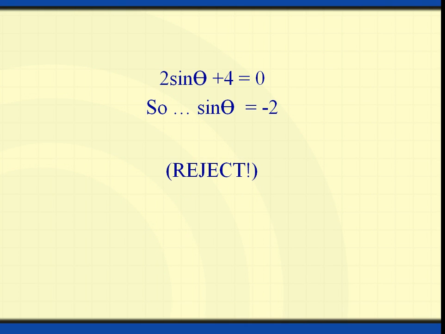The reason you get a math error is because you have an empty solution set. So you are rejecting this. You are saying it's impossible. There is no angle theta where you would take the sine of this angle that would give you negative 2. So in this case, we get no solution. There's no solution set. It's an empty solution set, in other words.